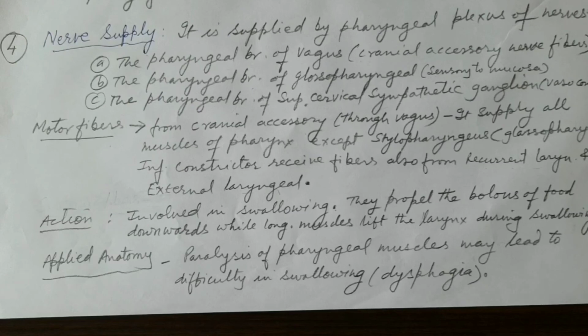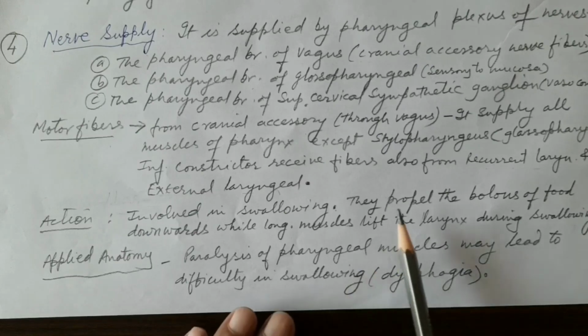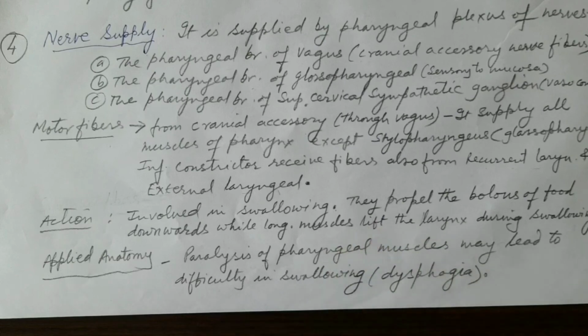When they keep on constricting, superior, middle and inferior, the bolus of food is pushed downward. While the three small longitudinal muscles, when they contract, pull the larynx upward during the swallowing process, which is necessary for swallowing. So these are the two different actions of the circular and the longitudinal muscles: circular will push the bolus downward, while the longitudinal will lift the larynx upward.